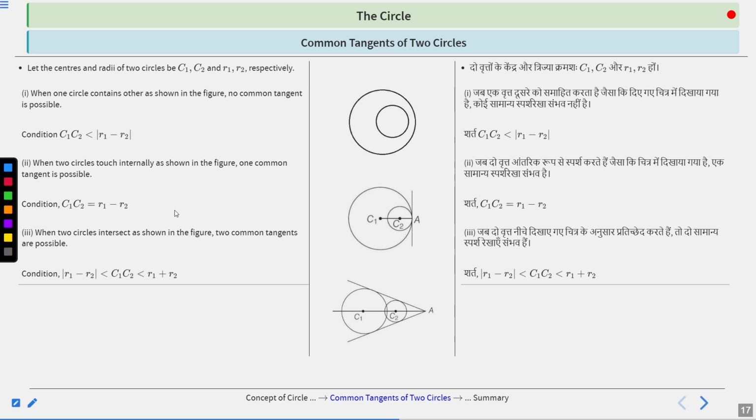The condition should be c1c2 greater than |r1 - r2|, and c1c2 less than r1 + r2. Got it? c1c2 less than r1 + r2.